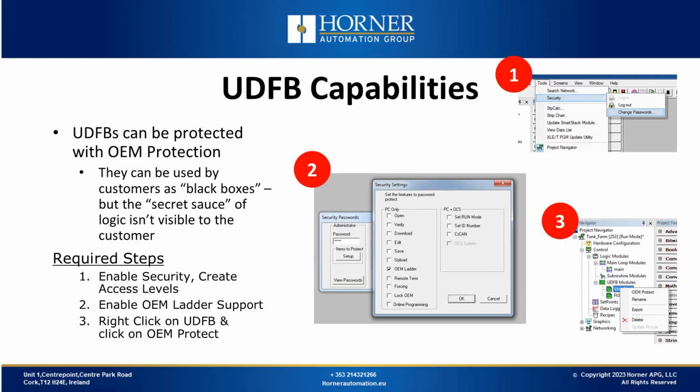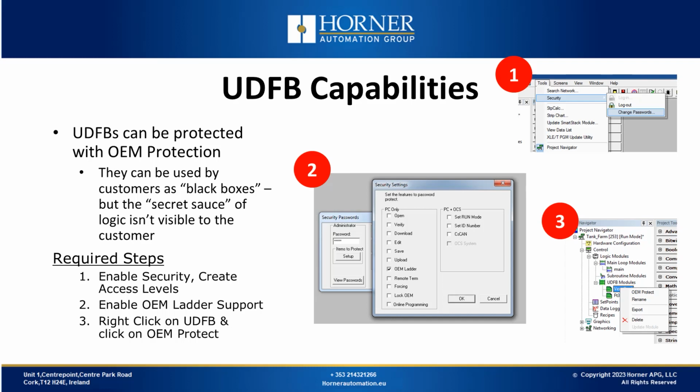You can also safeguard your function blocks with OEM protection. OEM protection is a feature in Cscape for system integrators or OEMs who want users to utilize Cscape for debugging or making simple logic changes without revealing their intellectual property. This feature allows you to show the presence of logic in your main loop without revealing its contents.